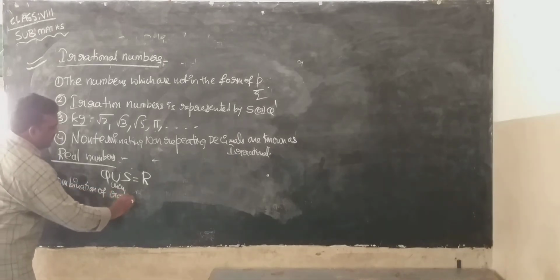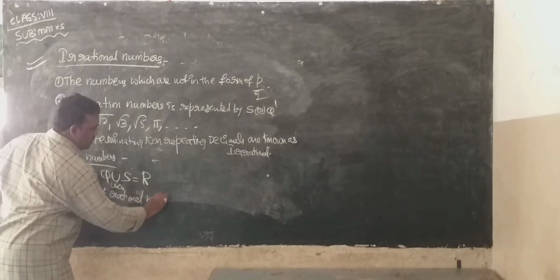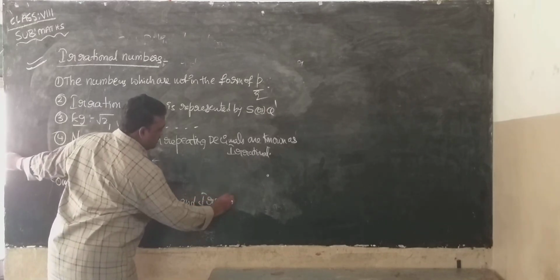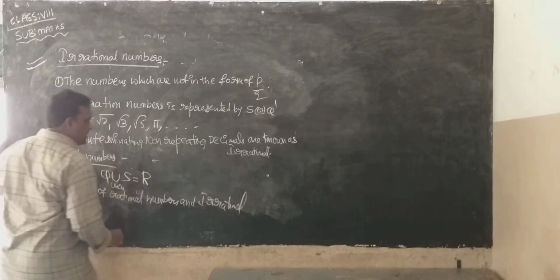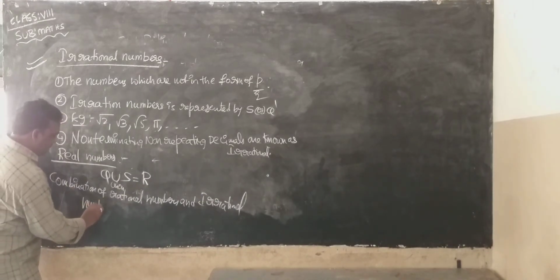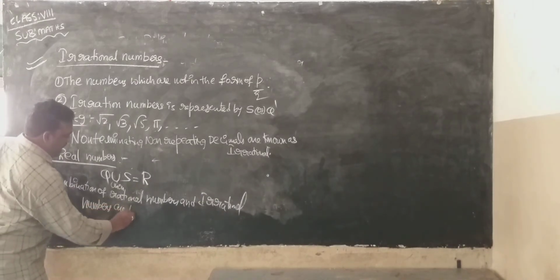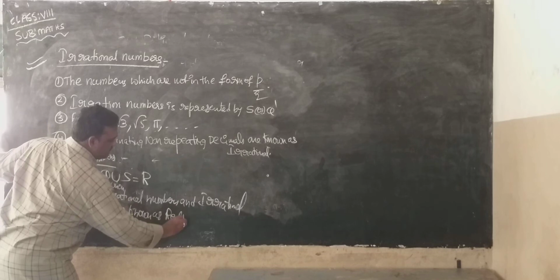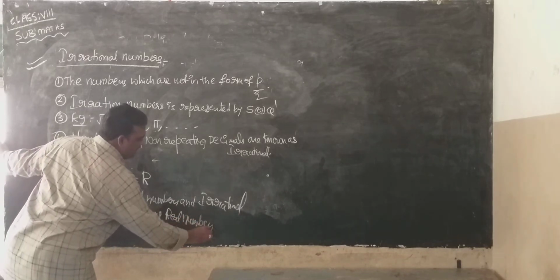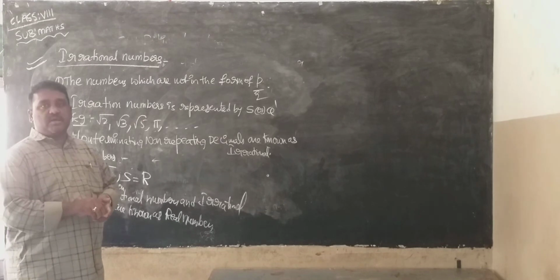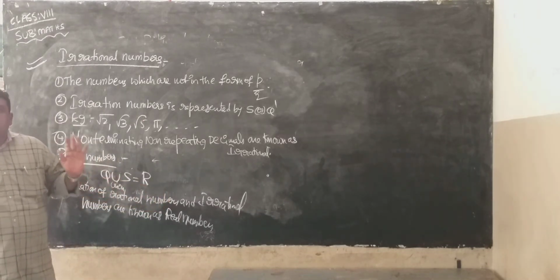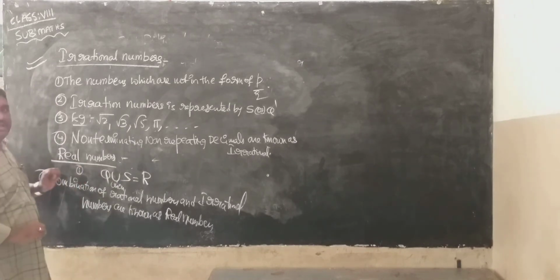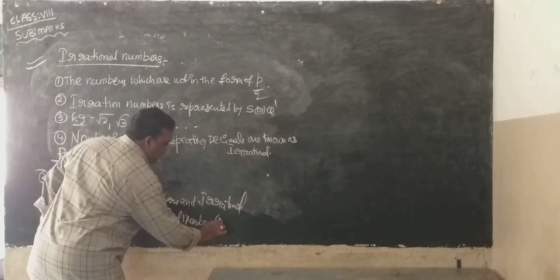The combination of rational numbers and irrational numbers is known as real numbers. It is the bigger one, you know. There is no bigger one than real numbers. This is the first point. The second point about real numbers is that it is represented by the letter R, R for real numbers.